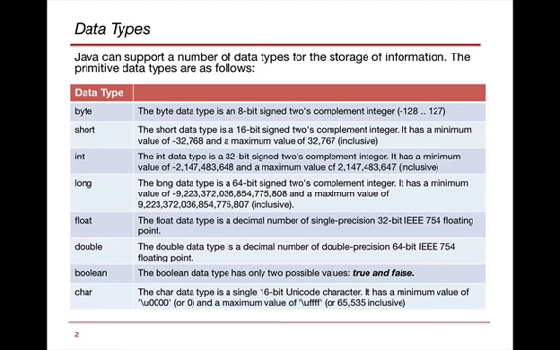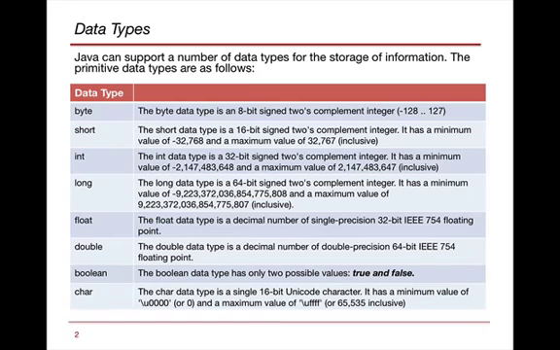You'll see there's a byte data type, which is an 8-bit signed 2's complement integer, a short, which is a 16-bit integer, and the regular standard int, which is a 32-bit signed integer, as well as long, supporting long integer operations. Float, which is a decimal number using the 32-bit IEEE 754 floating point standard, as well as double, the 64-bit version of that.